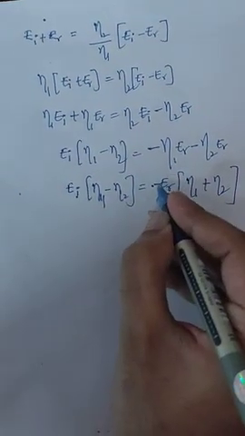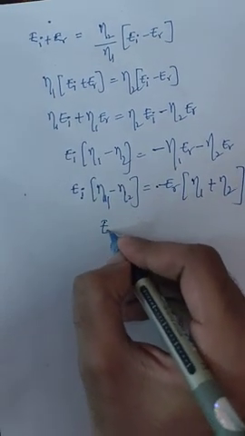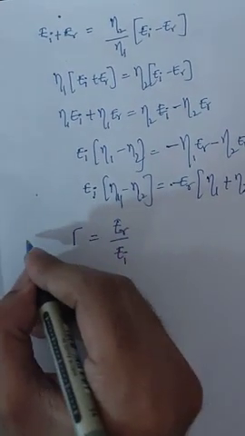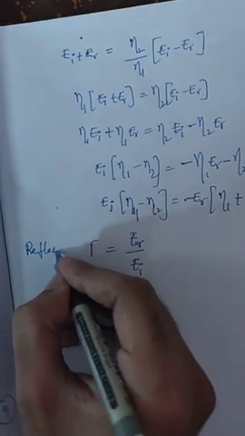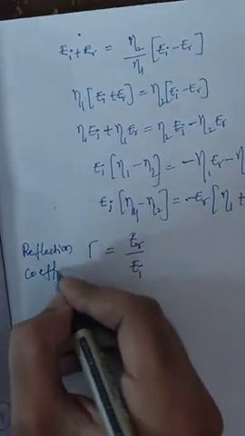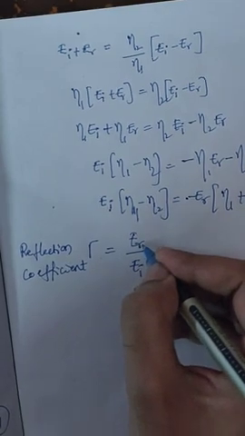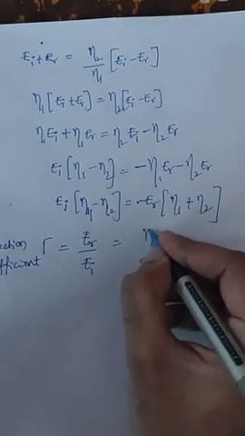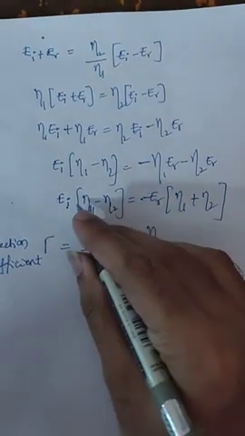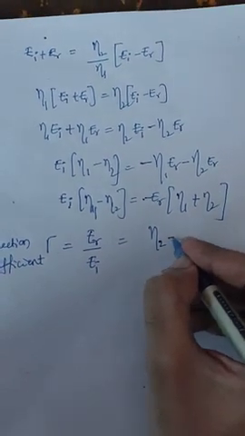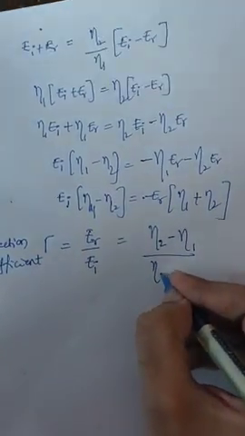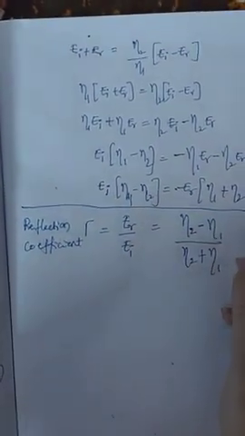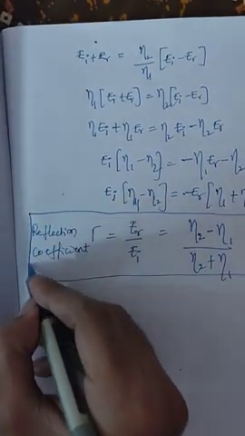Now I want the reflected wave to incident wave ratio, which is nothing but gamma, the reflection coefficient. It is the ratio of electrical intensity of reflected wave to electrical intensity of incident wave. So this minus symbol is the same here, so we can write it as eta 2 minus eta 1 by eta 2 plus eta 1. So this is the reflection coefficient, which is derived this way.